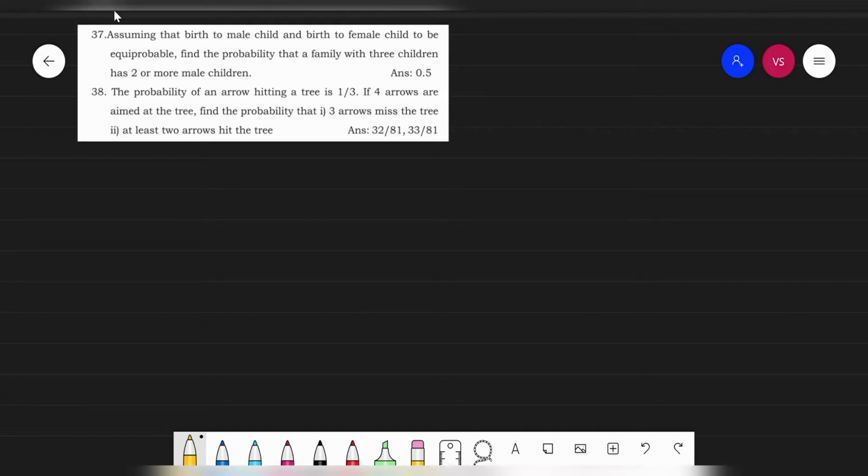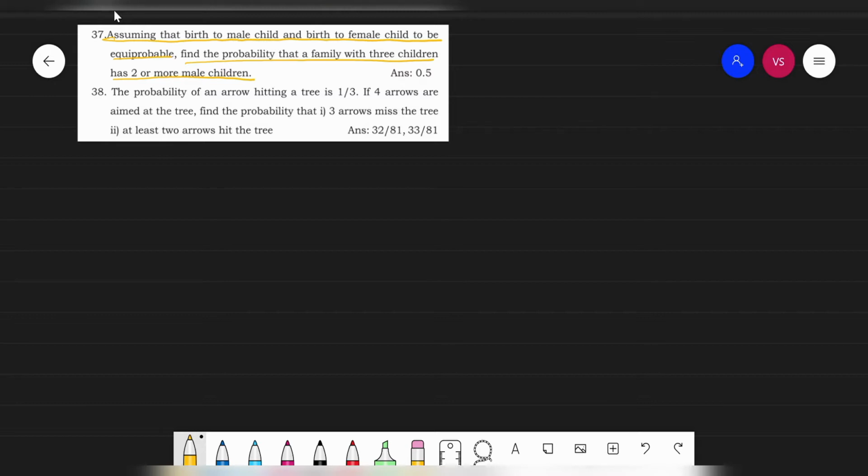It says that, assuming that birth to male child and birth to female child to be equiprobable, find the probability that a family with 3 children has 2 or more male children. Assuming that birth to male child and birth to female child to be equiprobable, find the probability that a family with 3 children has 2 or more male children.